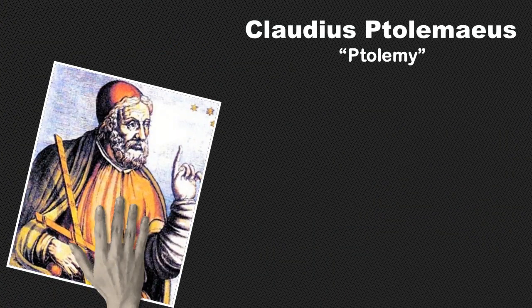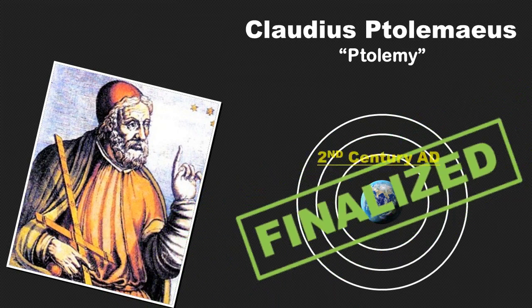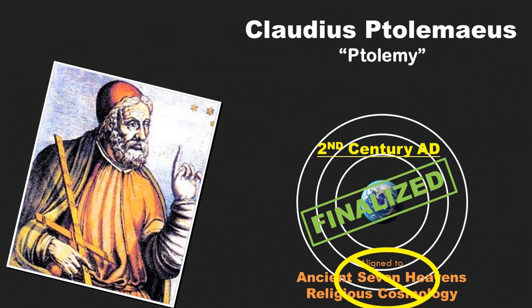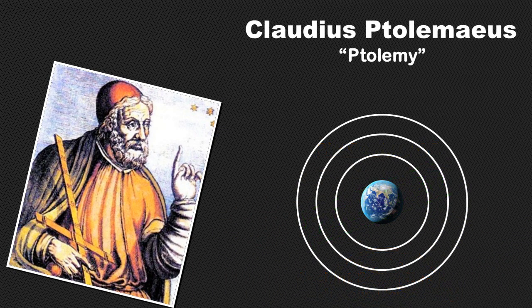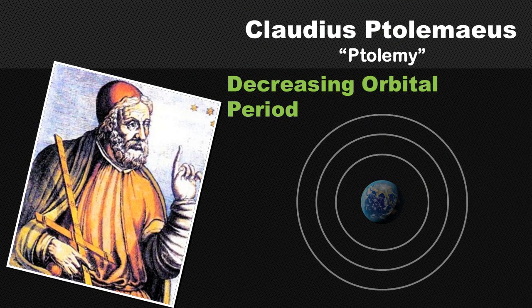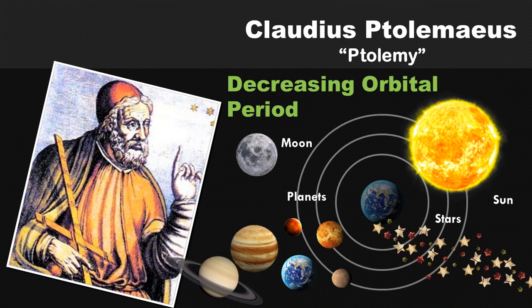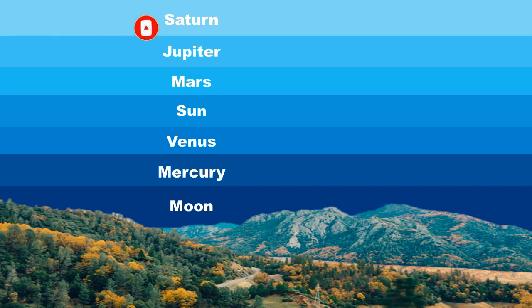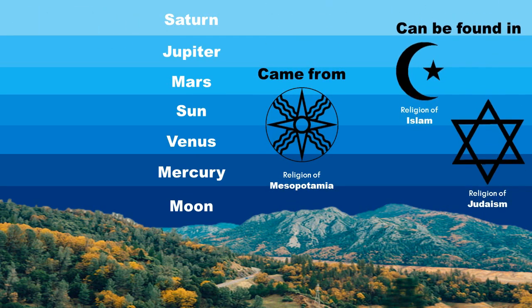Ptolemy finalized geocentrism during the 2nd century AD, and according to him, he didn't invent his work to align with the ancient seven heavens religious cosmology. Instead, it was invented according to the decreasing orbital periods of the celestial bodies, especially the moon, sun, planets, and stars. Seven heavens refers to the seven divisions of the heaven, which are the moon, Mercury, Venus, sun, Mars, Jupiter, and Saturn, which came from the religion of Mesopotamia, and can be found in Islam and Judaism.